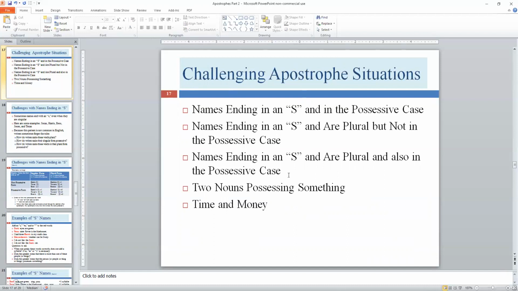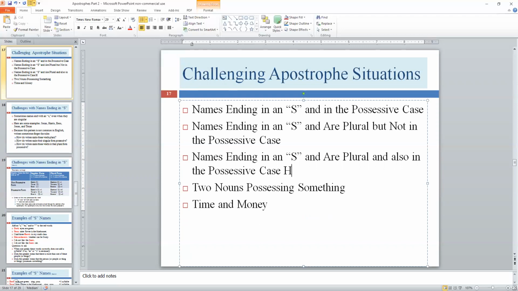So, an example of this could be Harris, the last name Harris. Even though it ends in an S, we just have one Harris, Mr. Harris. Or it could be someone's name, Agnes. Even though it ends in an S, there's just one Agnes. Those are examples of names that we have to figure out. How do we make Agnes possessive? Let's say we want to talk about Agnes's backpack.